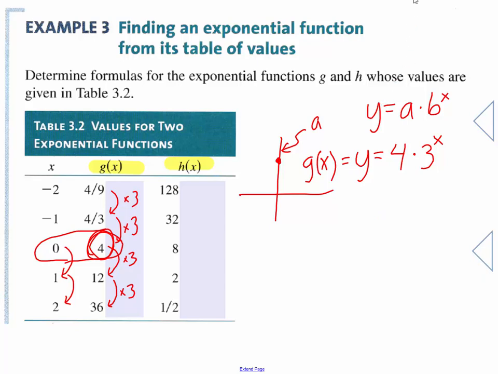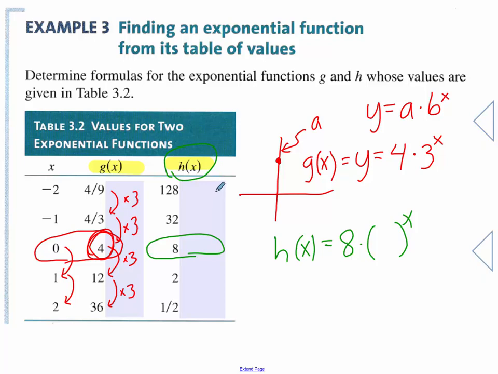Similar reasoning for the other function, h of x. I'll do that one a little more quickly. Again, the initial value that aligns with x equals 0 is 8. That means that h of x equals 8 times some base raised to the x power. Let's see what that base is.